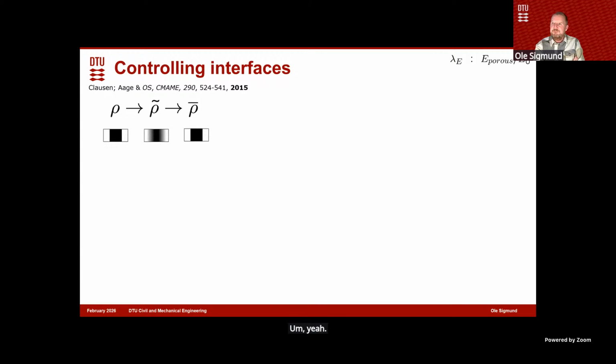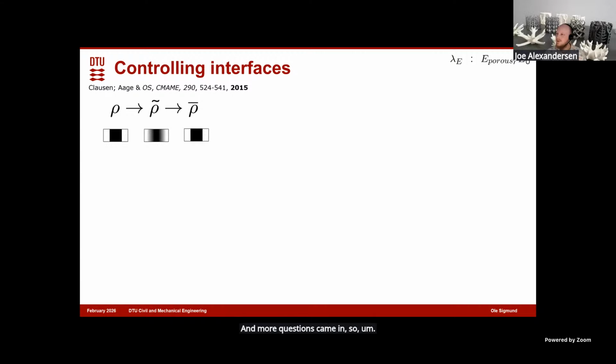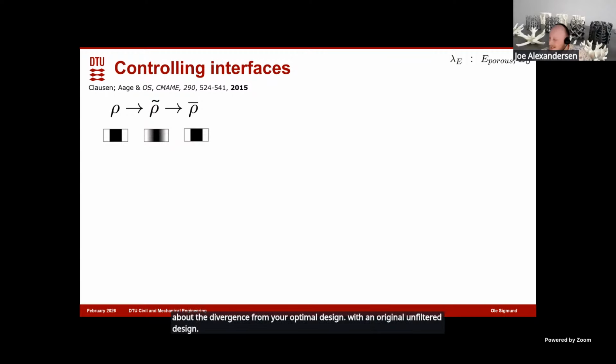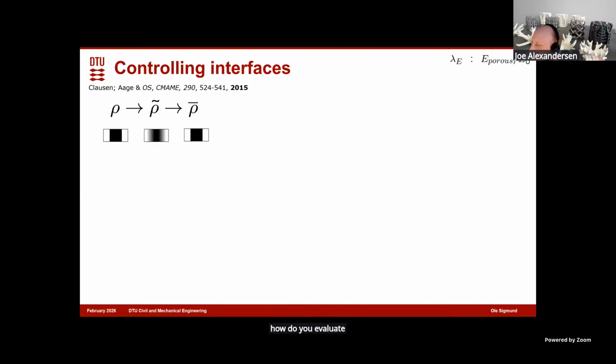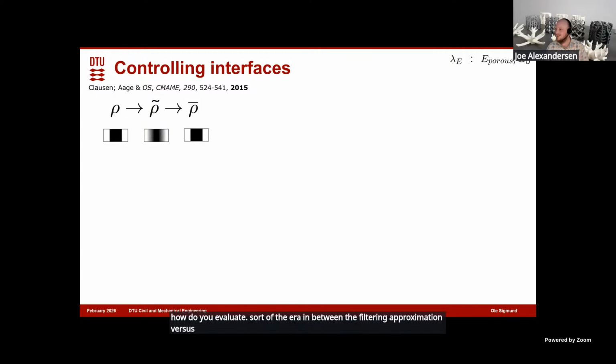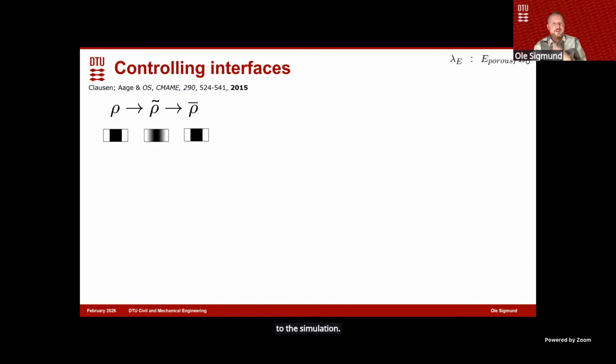Yeah. And more questions came in. When introducing all these filters, you changed the mathematical formulation, which made me think about the divergence from your optimal design with an original unfiltered design. How do you evaluate the error between the filtering approximation versus those errors inherent to the simulation? Ooh, that's a lot of questions in one, yeah.